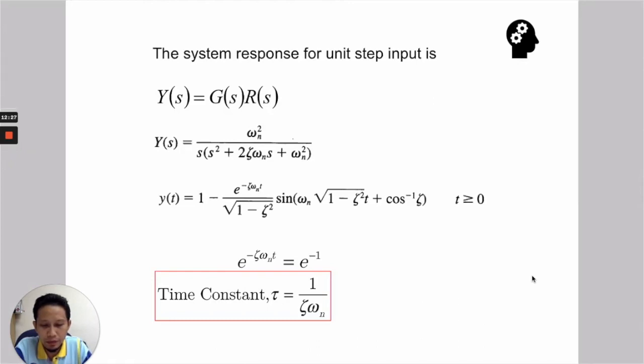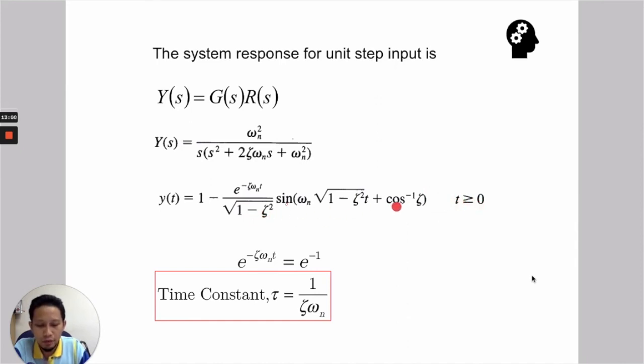So this is the system response for the unit step input. Say that we have R(s) equals 1 over s. So by taking the inverse Laplace of this Y(s), what we get is y(t) equals 1 minus all the terms over here. So this is in the case of t greater than or equal to 0.